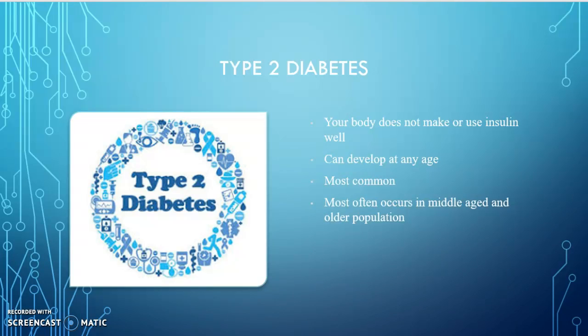Type 2 diabetes is where the body has trouble making insulin, so it needs help through medication, diet, and exercise. It is the most common type of diabetes and can happen at any age. It usually occurs in adulthood as a result of poor diet and exercise.